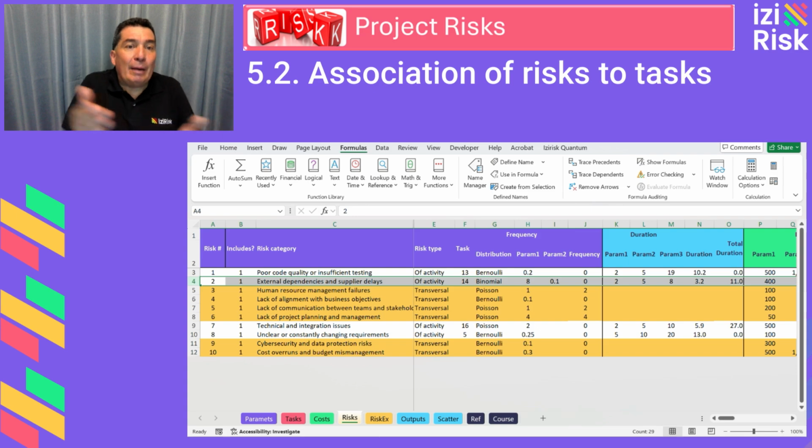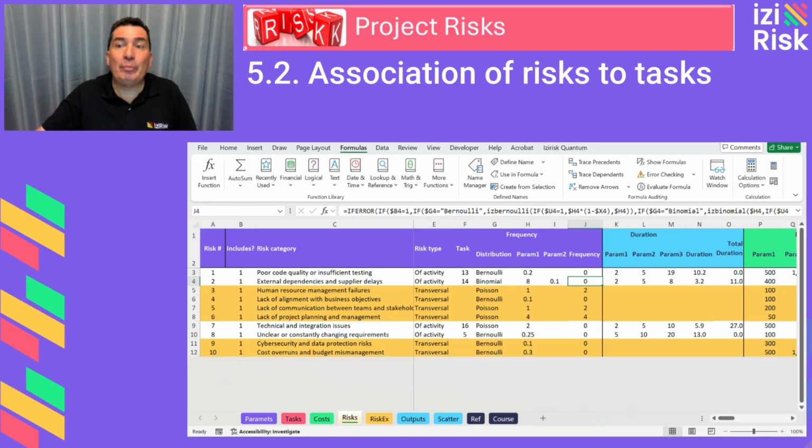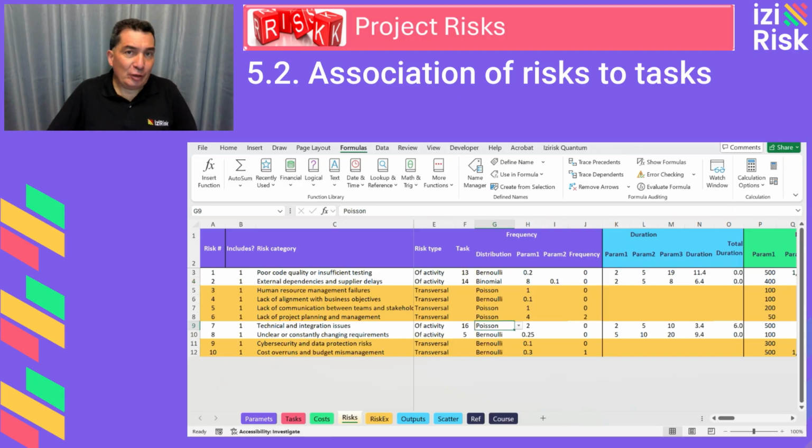Now, the second one is the binomial distribution. For example, risk number 2, external dependencies and supplier delays, which affects task 14. It assumes that there are 8 external suppliers, each with a 10% probability of experiencing a delay. Cell J4 will show the number of delays, which could range from 0 to 8, with a decreasing probability as the number increases.